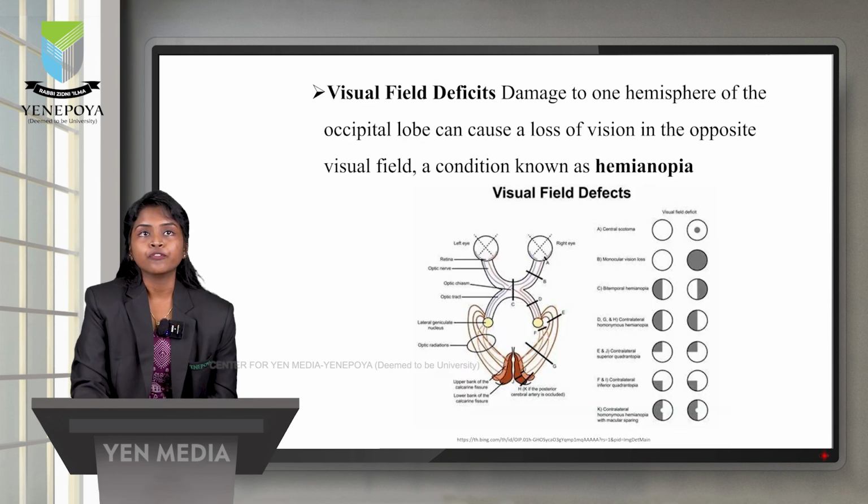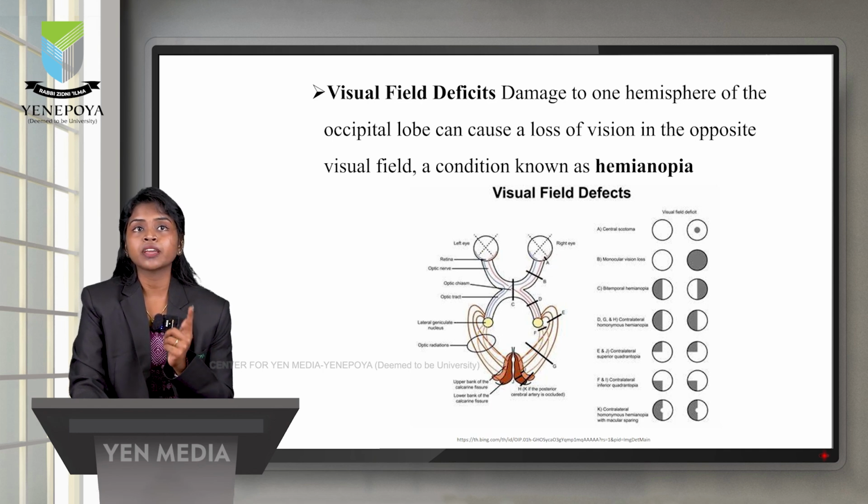Next is visual field defect. Damage to one hemisphere of the occipital lobe can cause loss of vision in the opposite visual field. A condition called hemianopia. The visual field defects vary in types, depending on which specific part gets damaged. According to that, the visual field defect differs based on the damaged area.